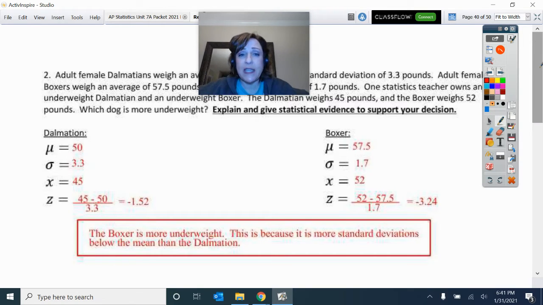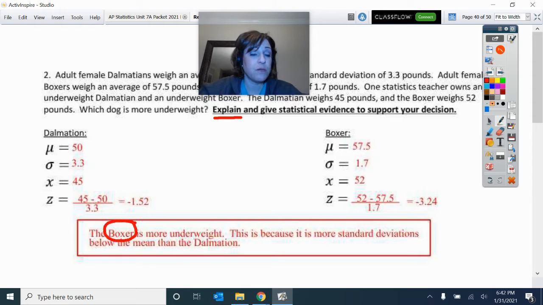All right, so we definitely want to make sure that we know how to compare two totally different things, and we would do that by getting a standardized statistic. So we found out what our z-score was for the Dalmatians, and what our z-score was for the boxers. And once we did, I would look for these two answers. Plus, I would look for that you were telling me the answer to the question, which asked which dog was more underweight and explain why.